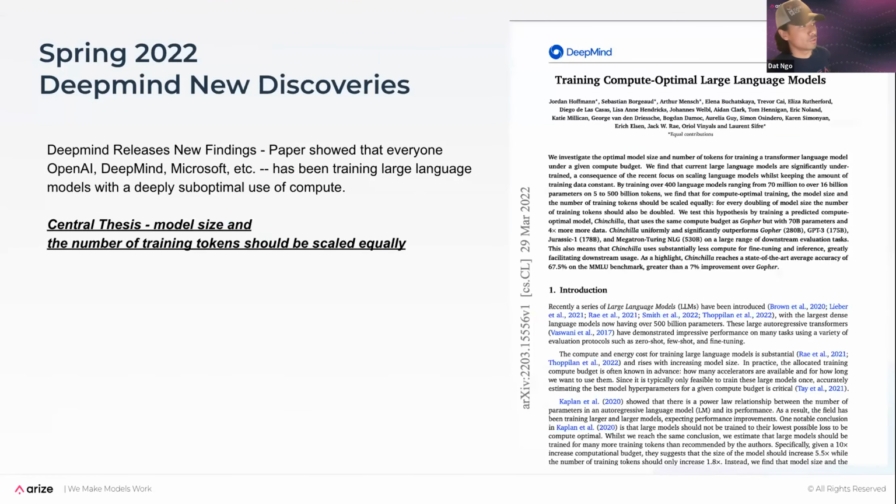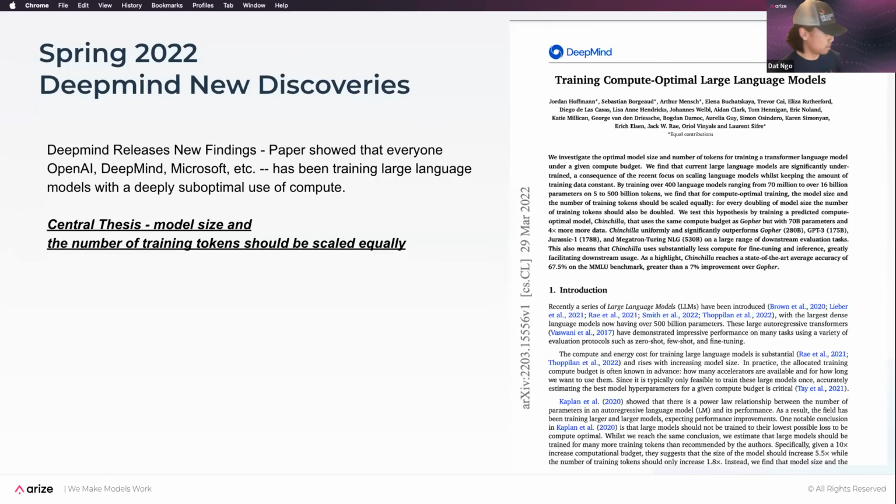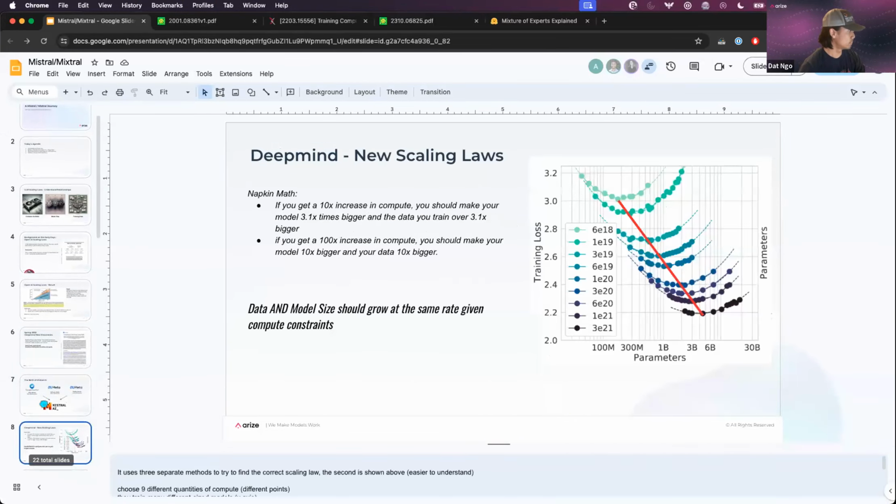But in 2022, a few researchers from DeepMind, specifically Arthur Mensch, had a new finding. They wanted to challenge this thinking. Two years later, they released a paper called Training Compute-Optimal Large Language Models, essentially trying to challenge this idea. Their central thesis was that model size and number of training tokens should actually be on parity.